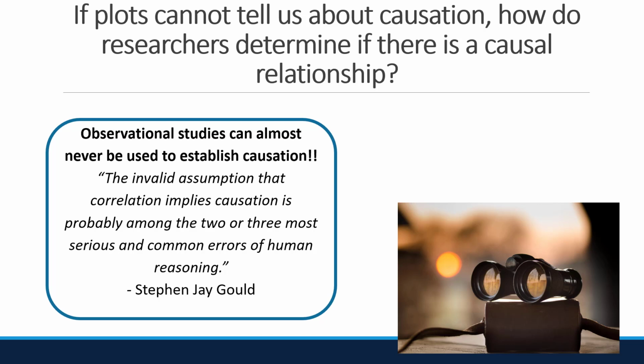When a researcher collects data by actively controlling the explanatory variable, we call this an experiment. To establish causation, the researcher must collect data through an experiment. The reason is that experiments can help prevent confounding, and this brings us to an important fact. Observational studies can almost never be used to establish causation. The invalid assumption that correlation implies causation is probably among the two or three most serious and common errors of human reasoning.